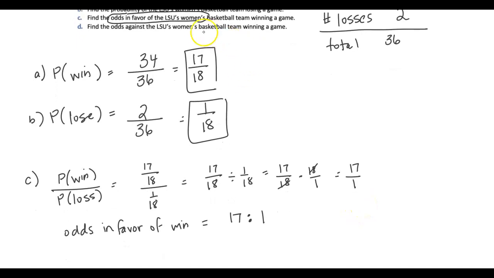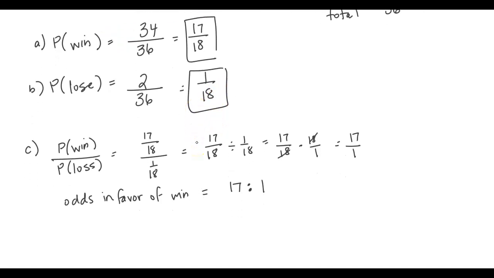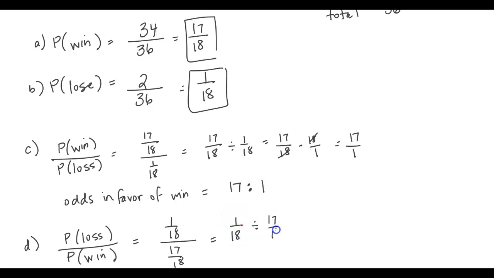Part D is asking about the odds against the LSU women's team winning a game. In that case, the probability of a loss, or the not wins, is in the numerator, and the probability of a win is in the denominator. The probability of a loss was 1/18, and the probability of a win was 17/18. Using our arithmetic, we can take that division and convert it to multiplication and reduce to get 1/17.